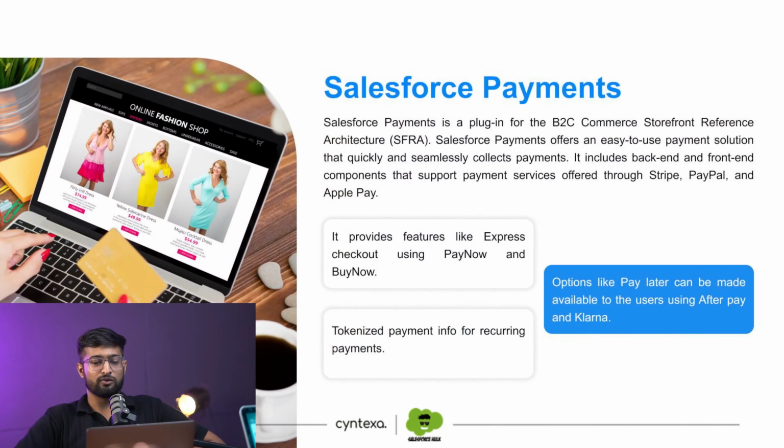And then there is Pay Later. Salesforce Payments provides Afterpay and Klarna, two platforms that provide pay later functionality, and they are closely integrated with Salesforce Payments. And then there is tokenized payment info for recurring payments. So these are the particular things in Salesforce Payments, and these are the things Salesforce is currently coming up with and has already come up with in order to improve the experience of Commerce Cloud.